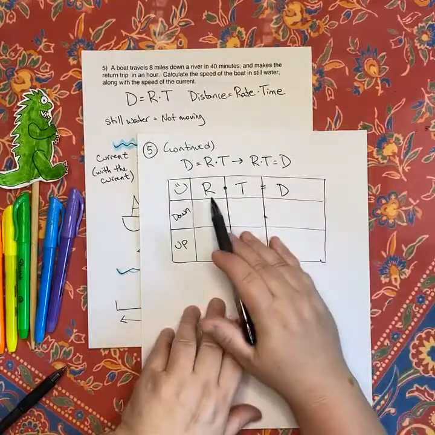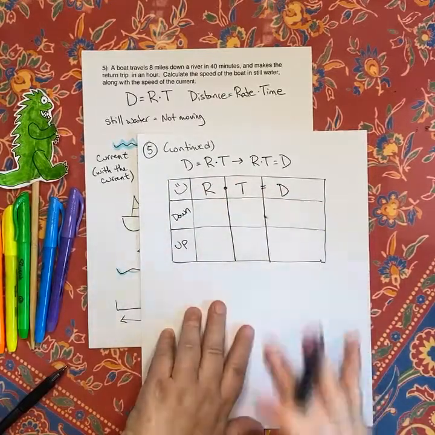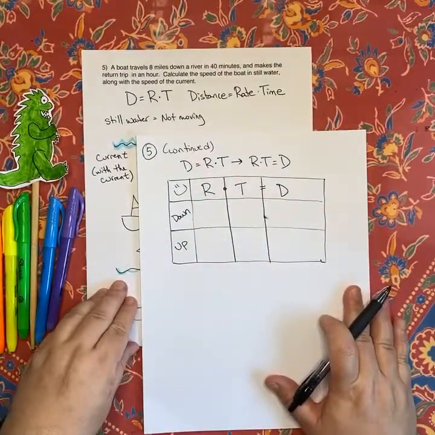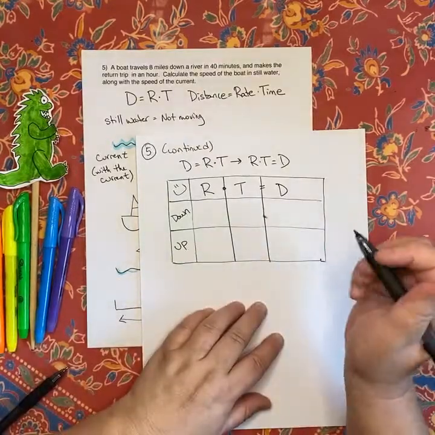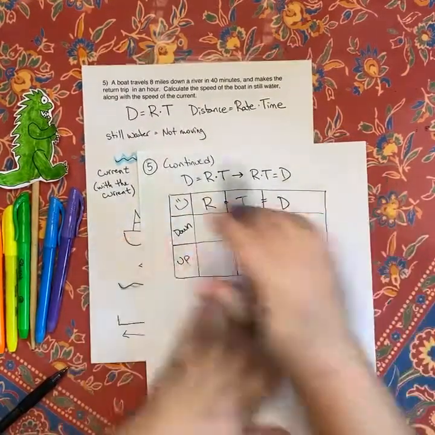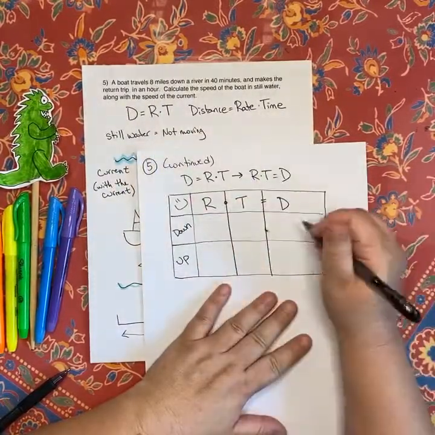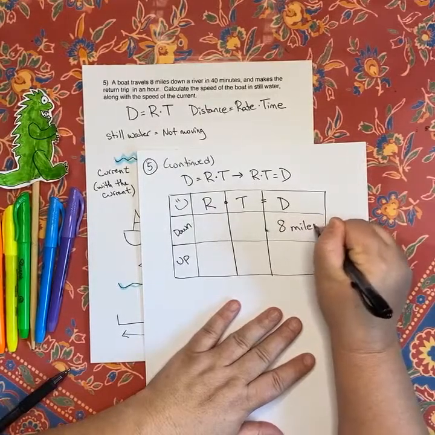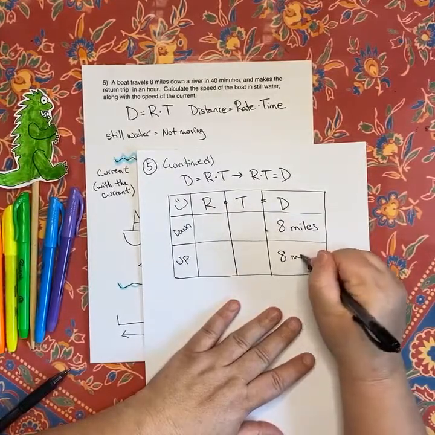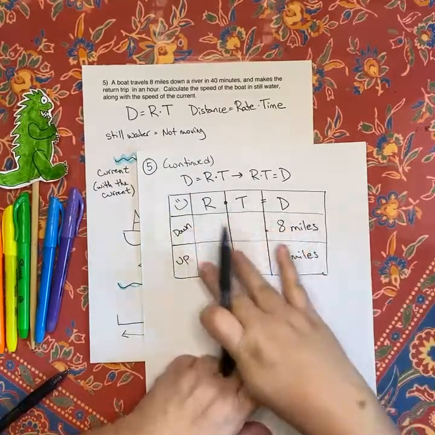Okay, so I've got my rate, I've got my time, I've got my distance, I've set up my chart. Let me start collecting information. Now, the really interesting thing about this is we actually know what the distance is. Where it says a boat travels 8 miles down a river and makes the return trip in an hour, that means this is 8 miles. And the trip back up is 8 miles. So the interesting thing is we know the answer. So we're going to have to figure out this part.